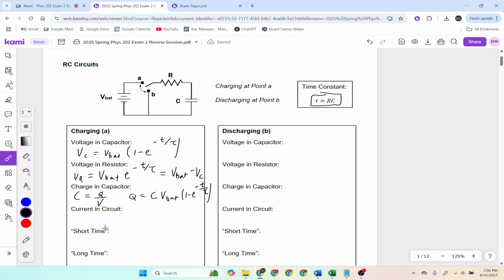Then we have current in the circuit. Remember Ohm's law, V equals I times R? Well, you can divide both sides by R, but just remember, it's the voltage in the resistor divided by R. It's not the battery, it's not the capacitor, it has to be the resistor for current. Why? Because that's the rule.